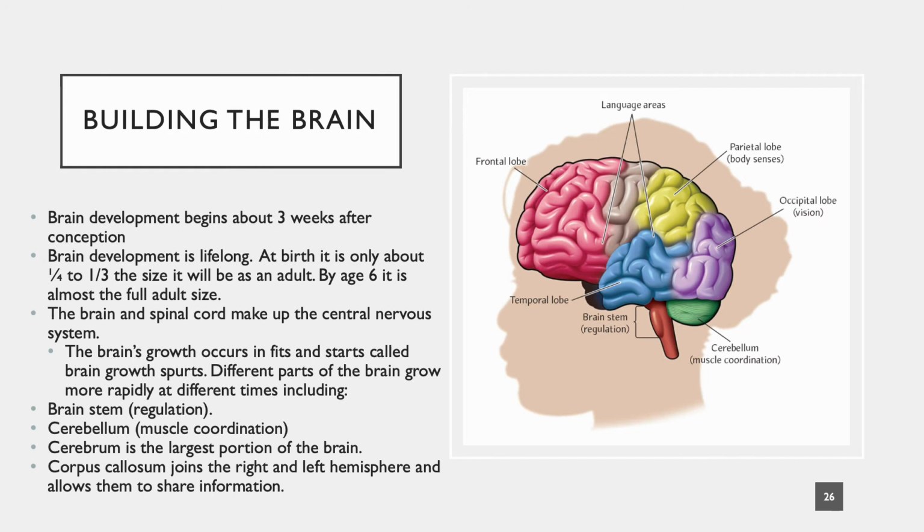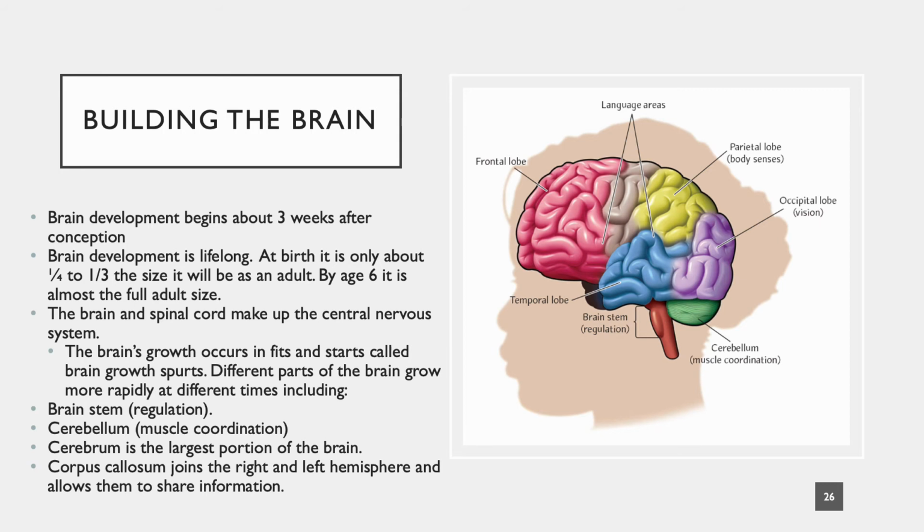Brain development begins about 3 weeks after conception. The brain development is lifelong. At birth, it's only about a fourth to a third of its adult size, but by age 6, it's almost at full adult size. The brain and the spinal cord make up the central nervous system. The brain's growth occurs in fits and spurts called brain growth spurts.